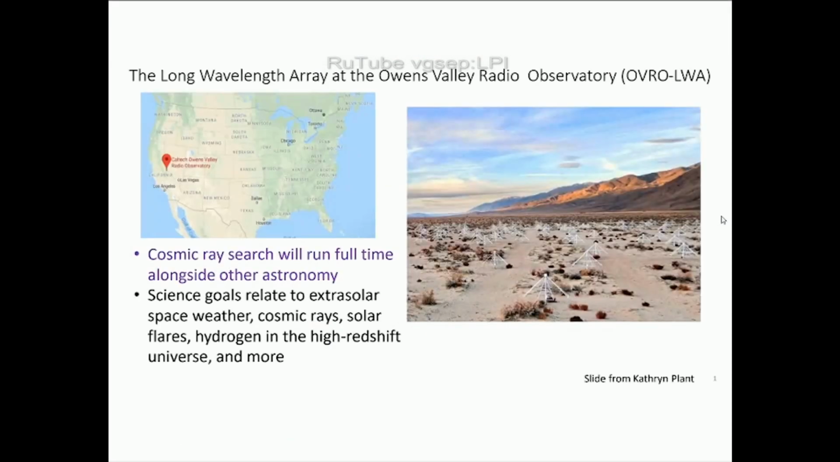As an example, I took OVRO-LWA and simulated a few events in this array. OVRO-LWA stands for Owens Valley Radio Observatory Long Wavelength Array. It's an array in California, at the Owens Valley Observatory. One of the main characteristics is that with the upgrade that we are doing, we are going to be able to search for cosmic rays alongside all the other scientific goals of the detector.